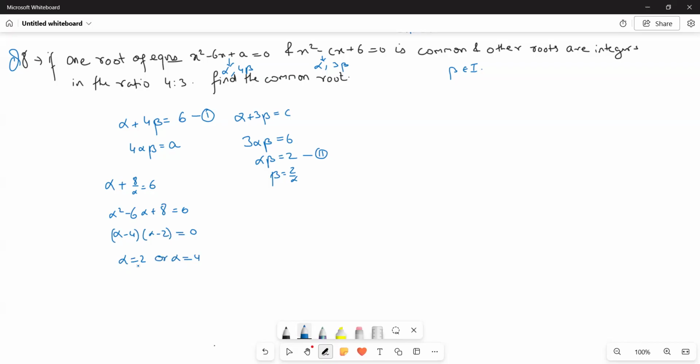But if alpha is 2, so beta would be 1. And if alpha is 4, so beta would be half. Now, in that case, the second set of values will get rejected. Why will it get rejected? Because beta belongs to the set of integers. Beta has to be an integer. So we get alpha as 2, beta as 1 as the answer for this.